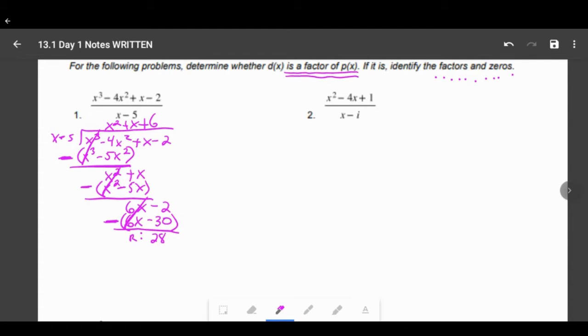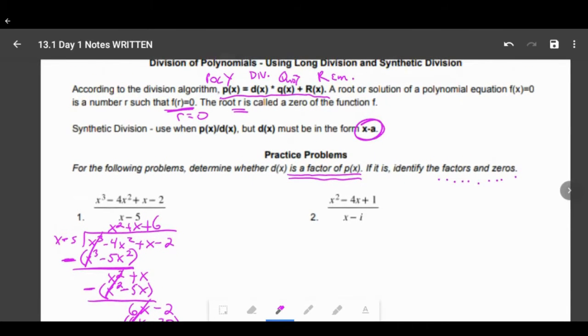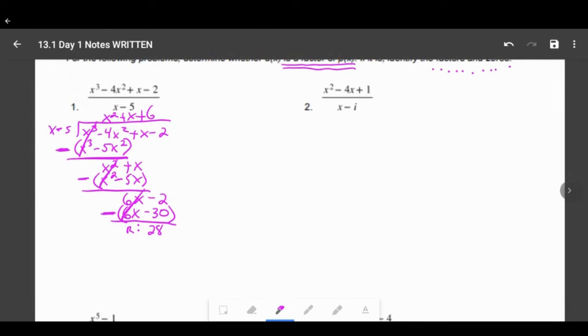Now here's all about how you write your answer. As I talked about in the beginning, sometimes they're going to want your answer in that format, where you say the polynomial is equal to the divisor times the quotient plus the remainder. So you just have to look carefully. My answer is going to be the divisor, x minus 5, times the quotient, which is what you got as your answer up there, so times the quantity x squared plus x plus 6. And then I can just add the remainder of 28.